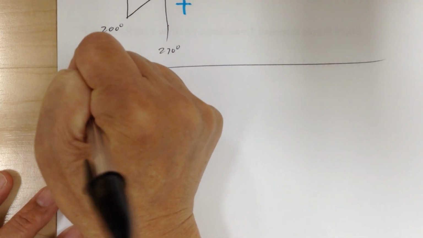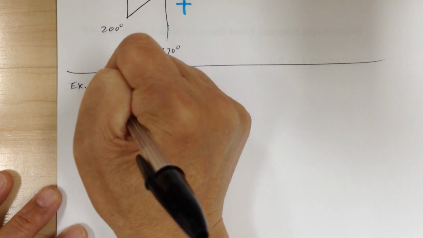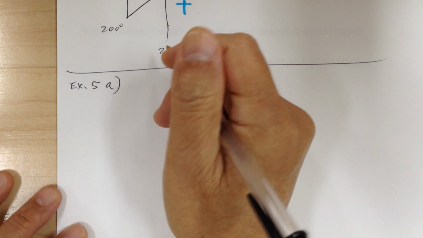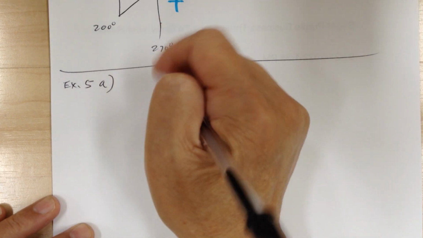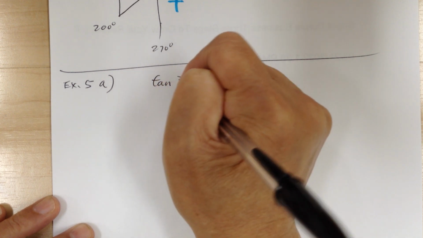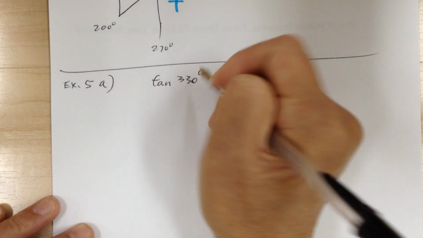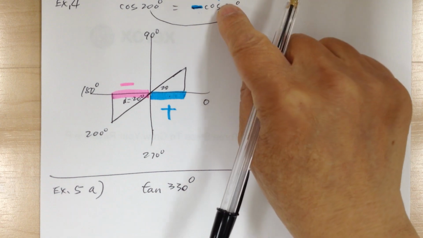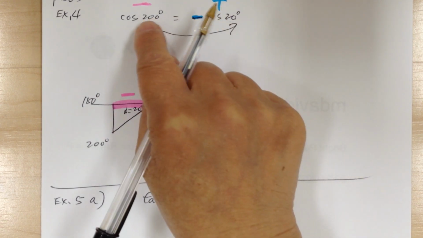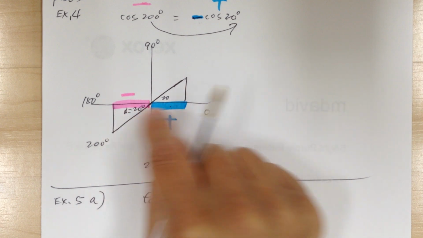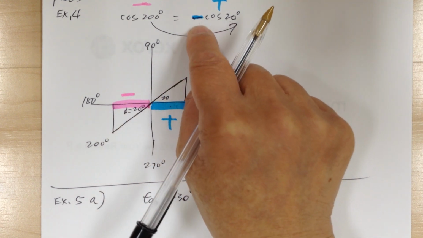So example 5a. You want to find the exact value. So this one you've got tangent of 330 degrees. This is a different problem. When you're going to move this to quadrant 1, you have to watch out for positive, negative. Again, if they're opposite, you have to put a negative over here to compensate for it.